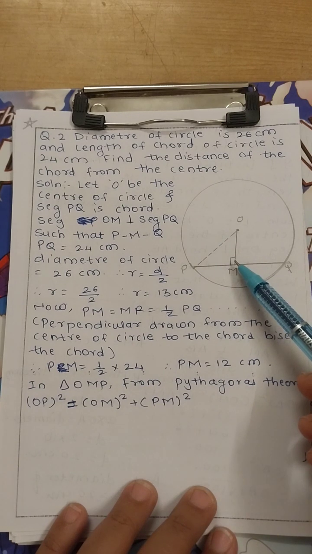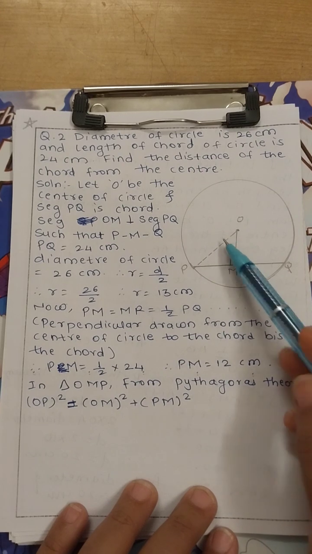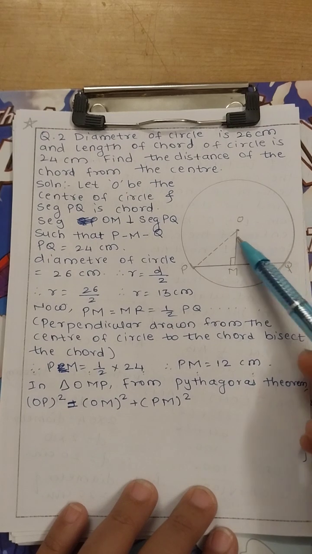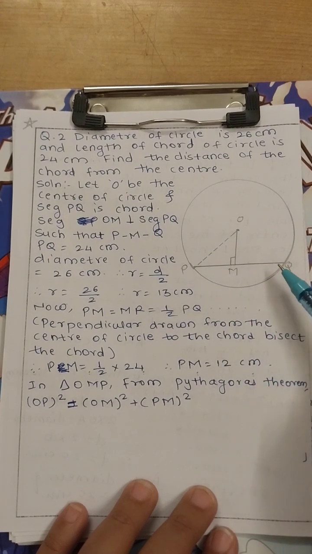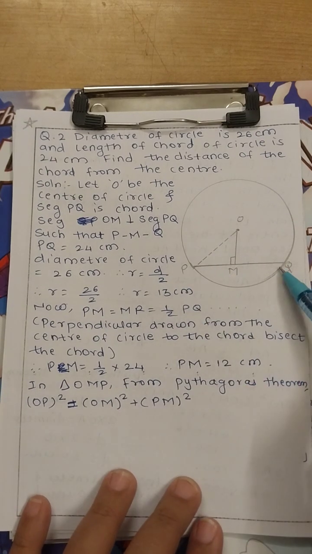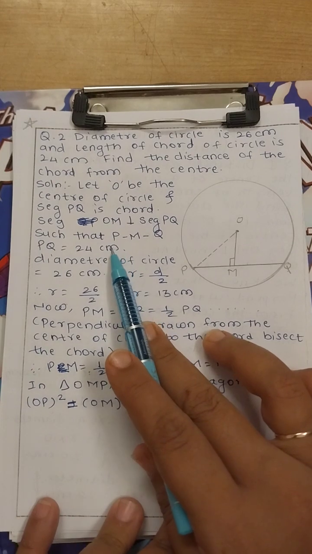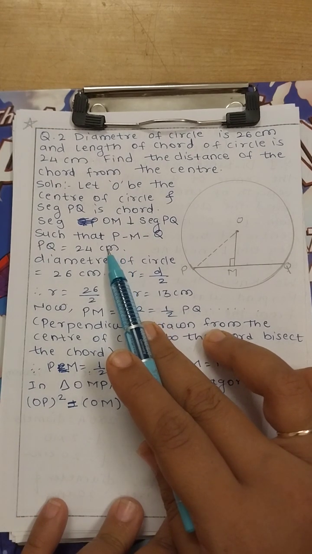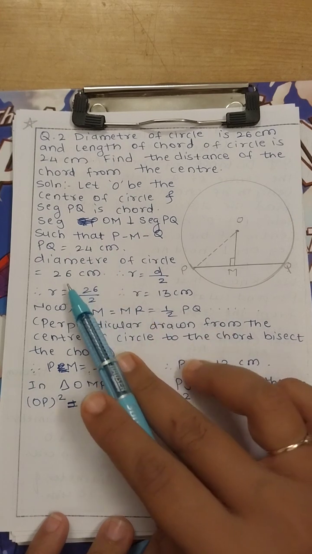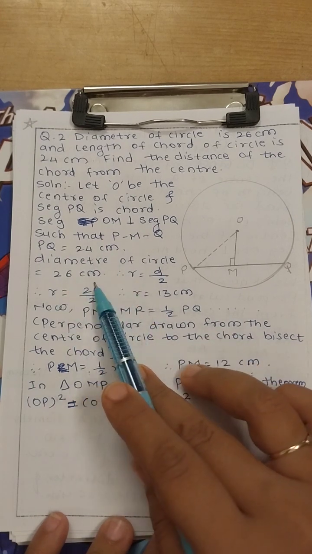You have to draw the diagram and do the naming first. Let O be the center of the circle. Segment PQ is the chord. Segment OM is perpendicular to segment PQ such that P-M-Q. This you have to write. PQ is 24 centimeter, it is given, the length of the chord of the circle. Diameter of the circle is 26.